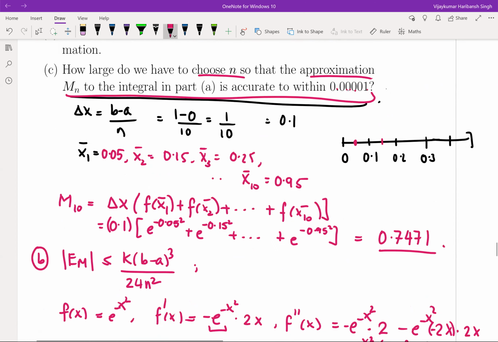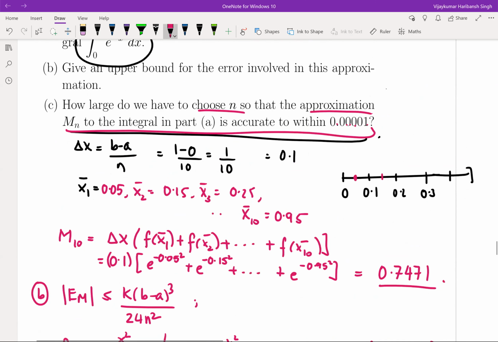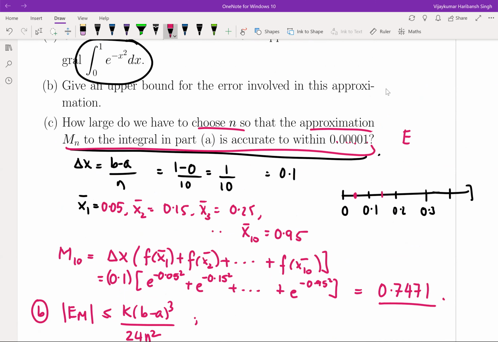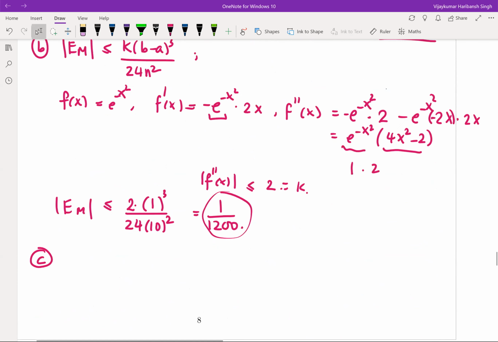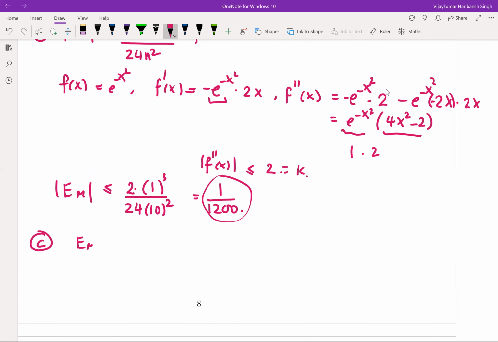So how do we go about it? What are we asking here? We are asking that we want Em to be less than or equal to 0.00001. How many n's do we need? So what do we need? We need Em, the error in the midpoint rule, to be less than or equal to 0.00001. There were 4 zeros, right?